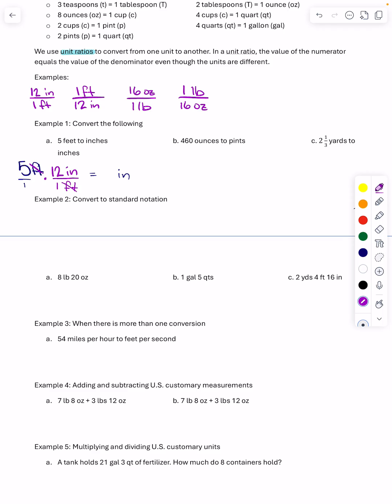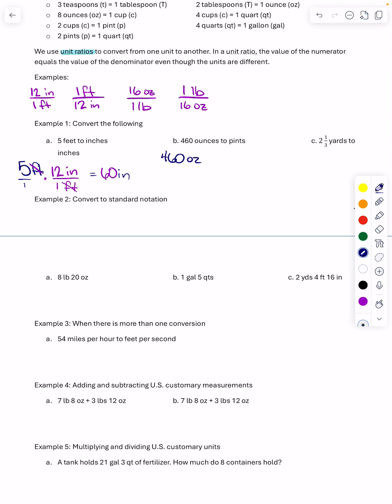So to get this, remember when we multiply fractions, we multiply straight across. I get 5 times 12, which is 60. 1 times 1 in the denominator over 1. 60 over 1, that's 60 inches. I don't have to write the over 1 part. Okay. 460 ounces to pints.